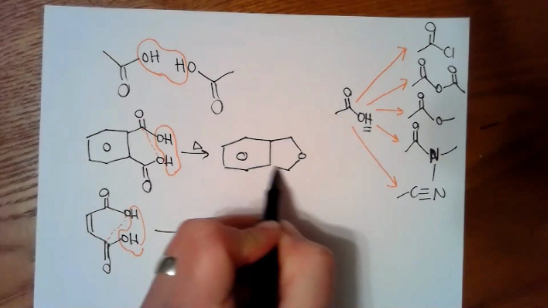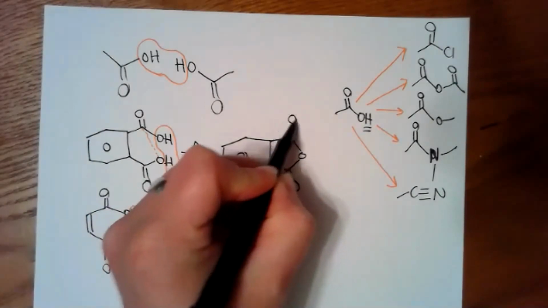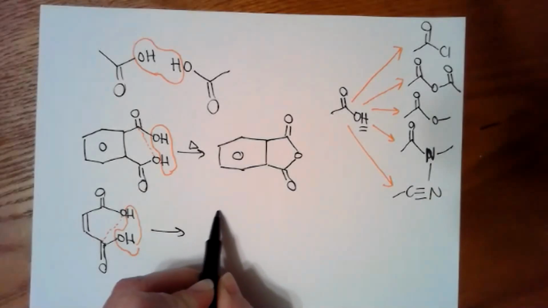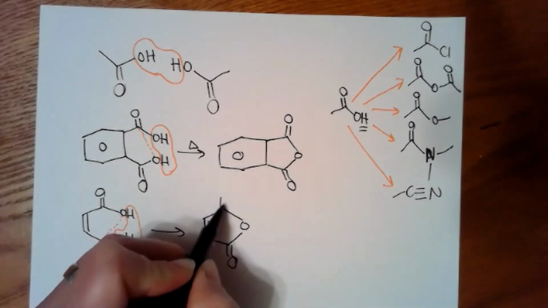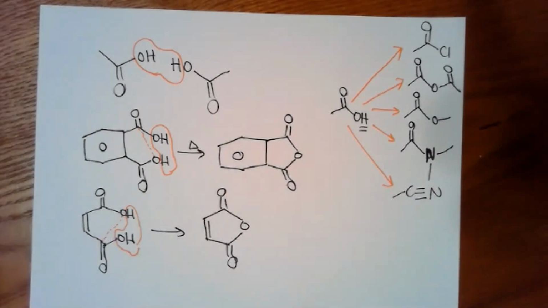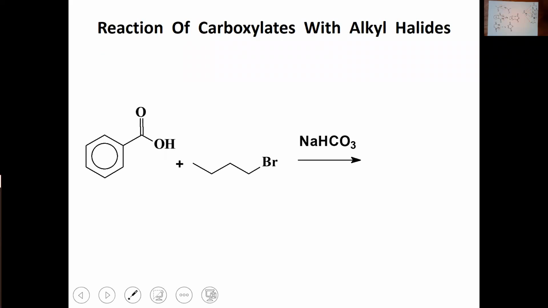It's not something you are required to know. You just need to know the most common thing that anhydrides do, the most common thing that carboxylic acids do when you heat them, is dehydrate. Got it? Good. Moving on to the next carboxylic acid derivative.